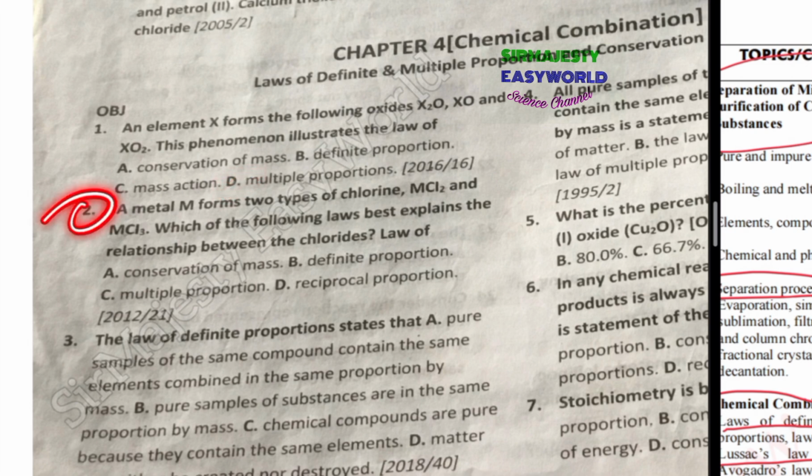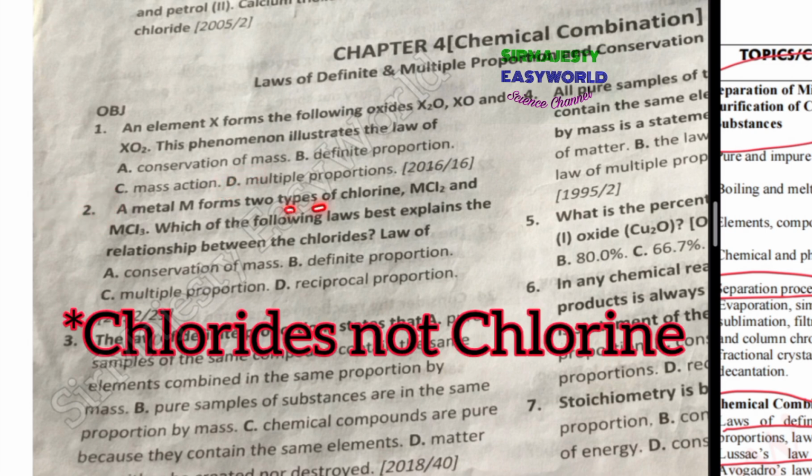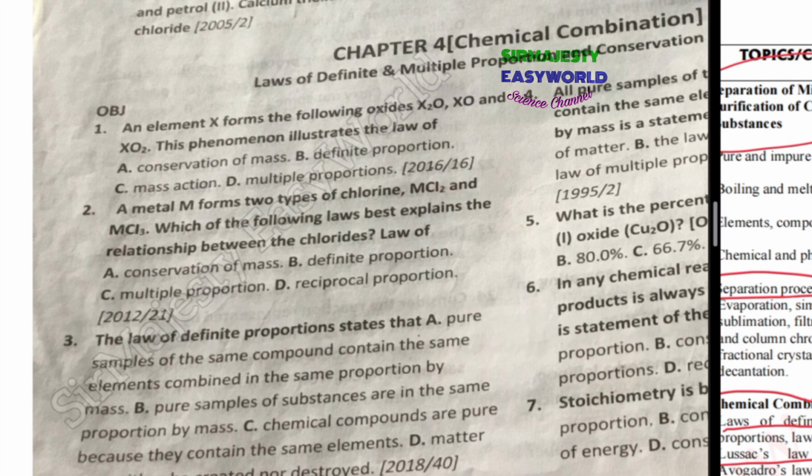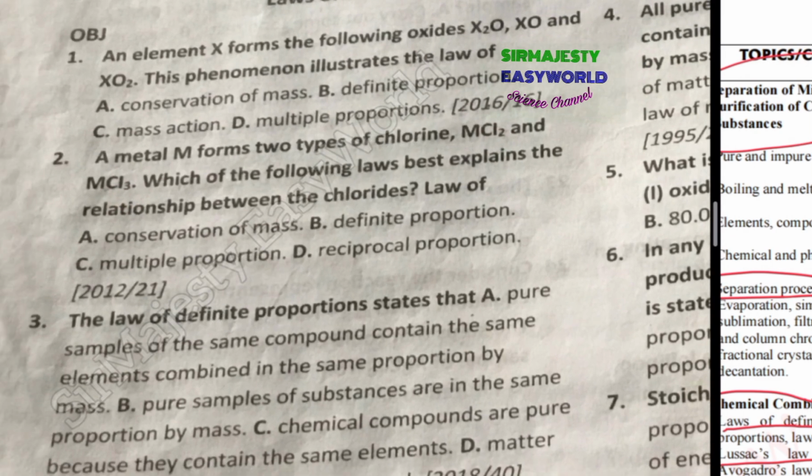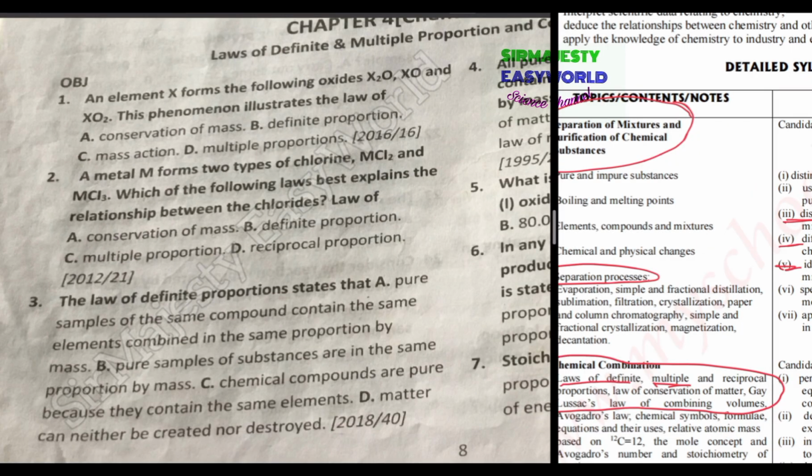Then question number 2 says a metal M forms two types of chlorides. We have done this: MCl2 and MCl3. Are you seeing that M is constant here, but chlorine is now 2 and 3? If you look at it, it's still in a multiple of one another. Though you cannot tell me that 2 times 2 is 3, no. But it's in the multiple of one constant, which is this chlorine. If chlorine is 35.5, 35.5 times 2 is 71.